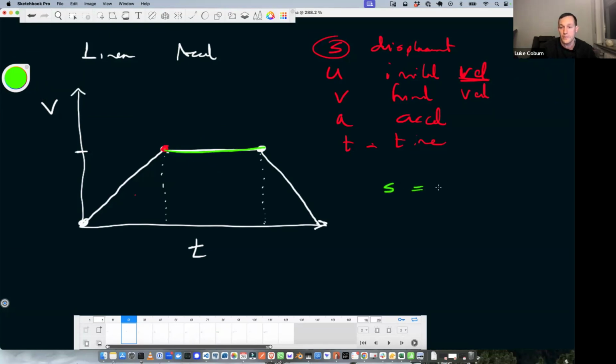So S is equal to that speed, which we could call U, times the time T, which is the same as this side here, because this is from the velocity time graph. And then the height here is U, like so. And that's actually just the area of that square there.